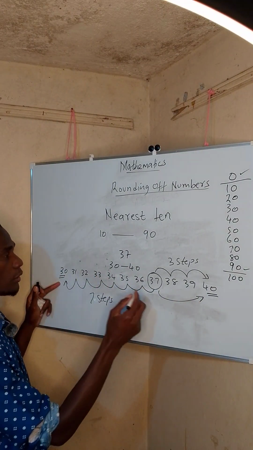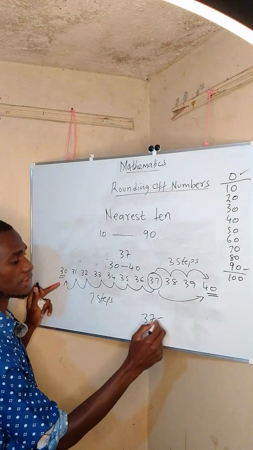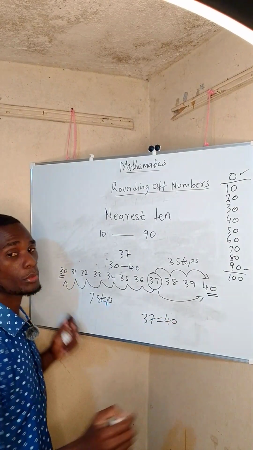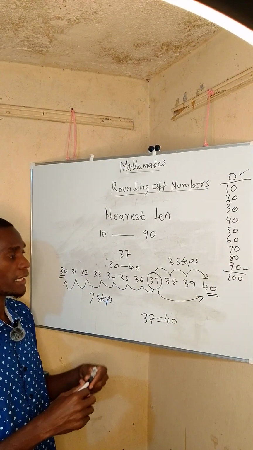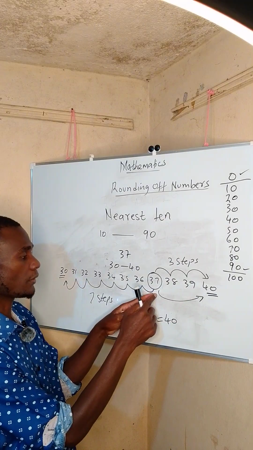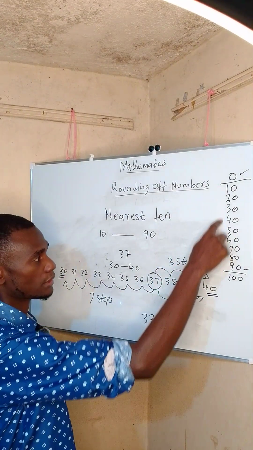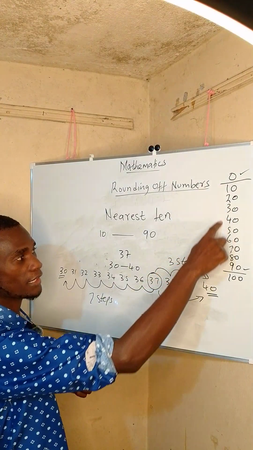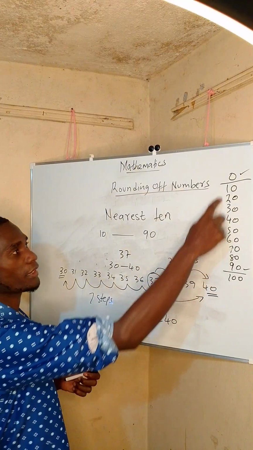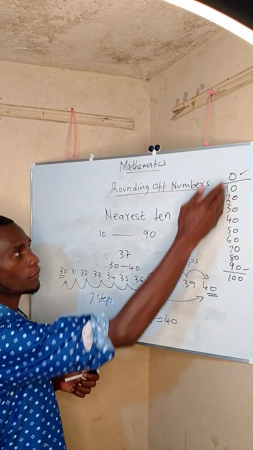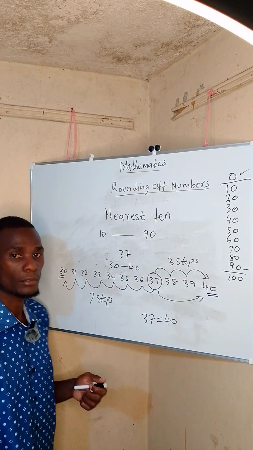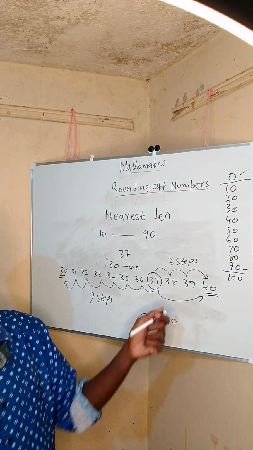So when you are rounding off that 37 to the nearest 10, your answer should be 40. That is the 10 near 37 than this 30. So remember, we are talking about tens, which are these ones. So your answers lie within this bracket of from 10 to around 90, or at some point it will go up to 100.